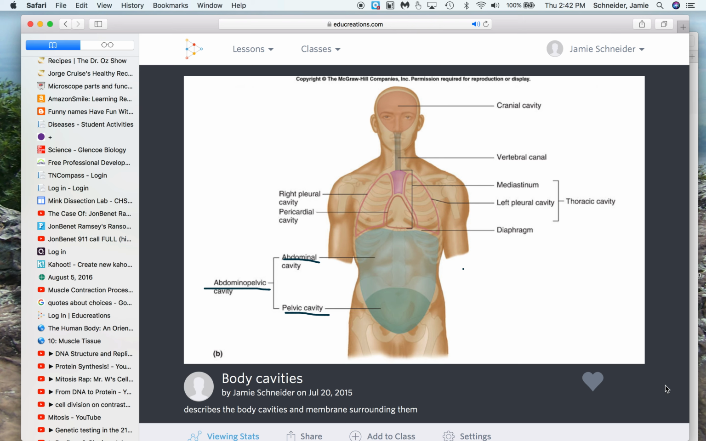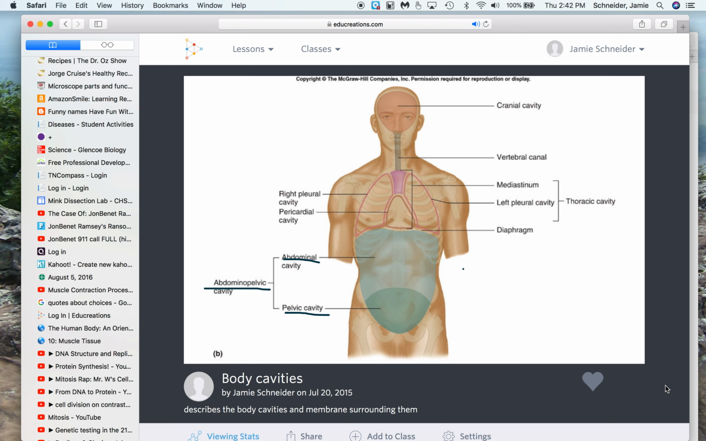I think that gives you the main idea about the cavities. There's one other thing I want to be sure you understand about the cavities: remember there's two layers to every one of them. So surrounding the right pleural cavity, I have two membranes, the visceral pleural membrane and the parietal pleural membrane. Visceral always goes against the organ, and the parietal is further away.